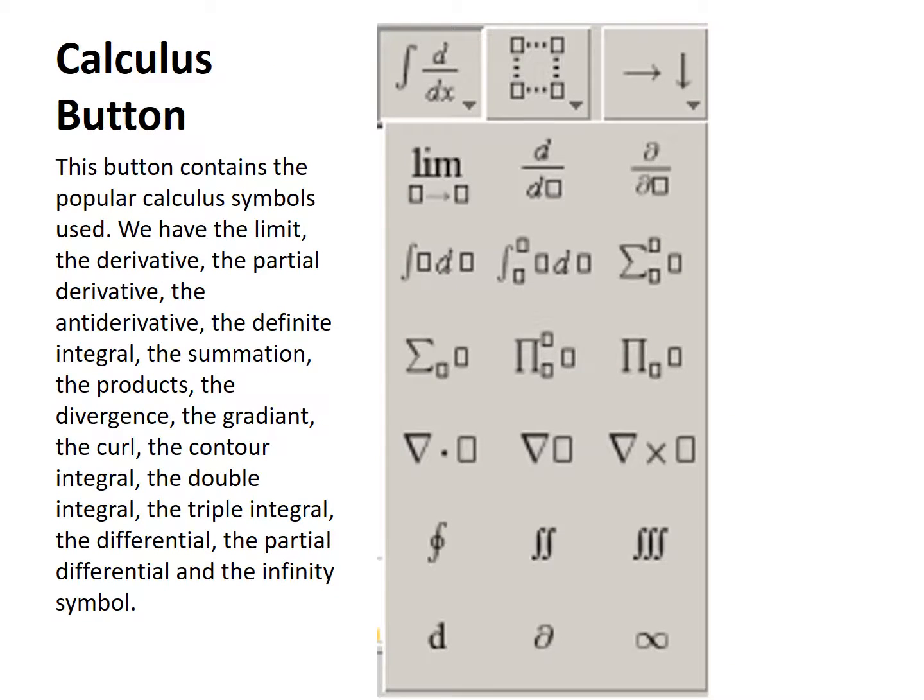The calculus button. This button contains the popular calculus symbols often seen in the course. We have the limit, the derivative, the partial derivative, the antiderivative, definite integral, summations, products, the divergence operator, the gradient operator, the curl operator, the contour integral, double and triple integrals, differential, a partial, and the infinity symbol is located here in the calculus button.